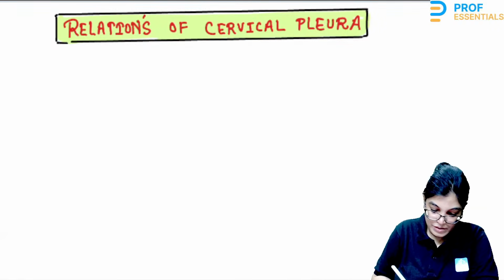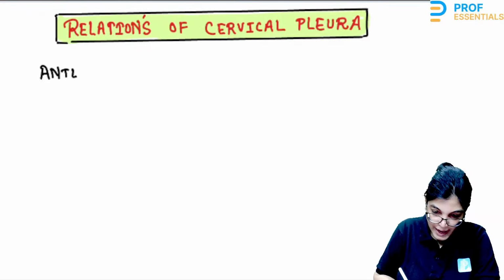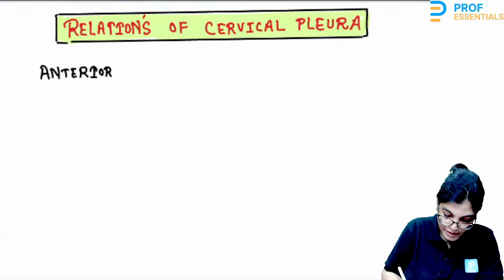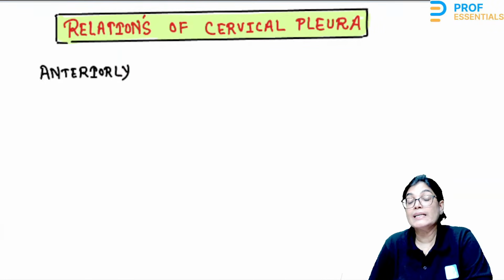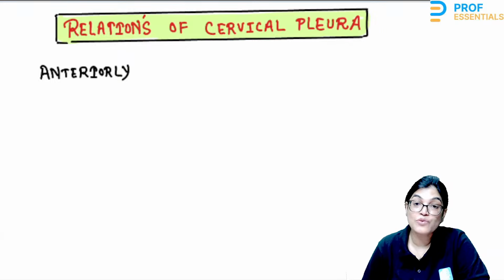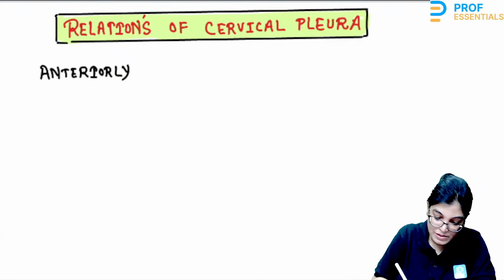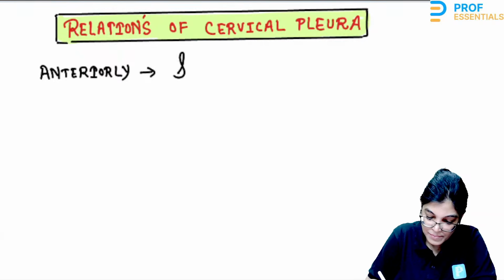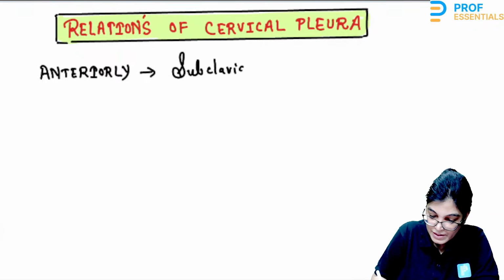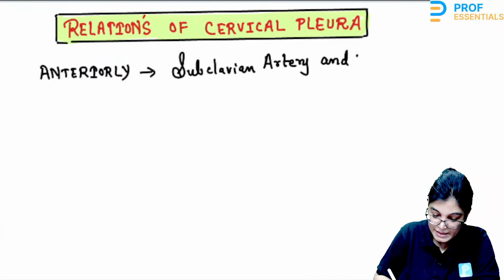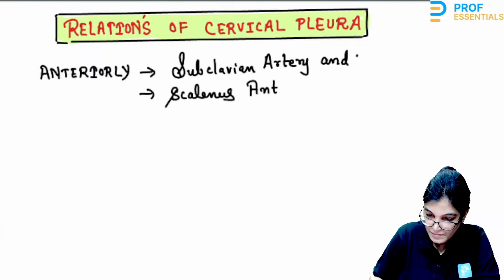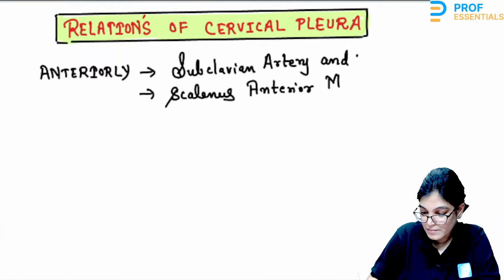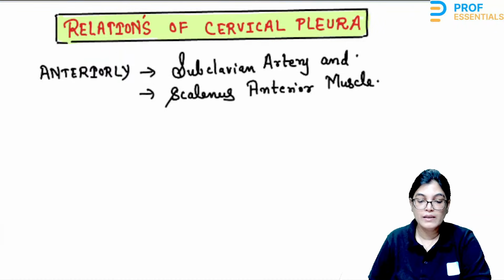So the relations of cervical pleura are as follows. Anteriorly, if I talk about the anterior aspect, the cervical pleura is related with the subclavian artery and scalenus anterior muscle. Got it?